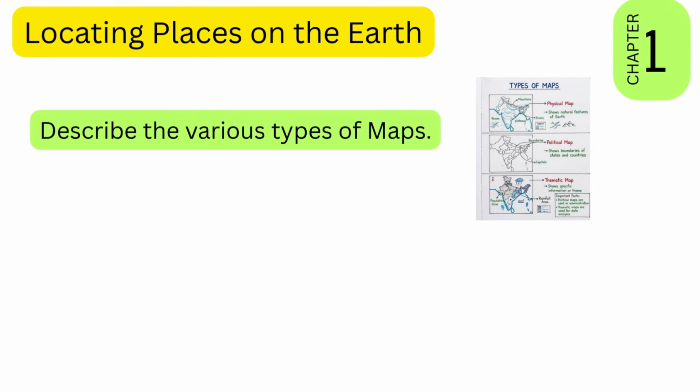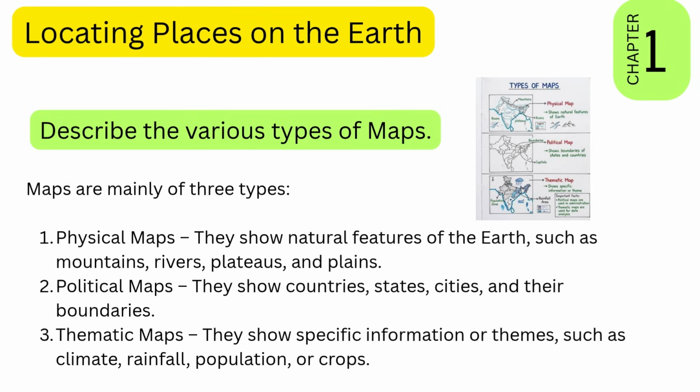Next question is, describe the various types of maps. Maps are mainly of three types. Physical maps show natural features of the earth such as mountains, rivers, plateaus and plains. Second is political maps. They show countries, states, cities and their boundaries. And third is thematic maps. They show specific information or themes such as climate, rainfall, population or crops.